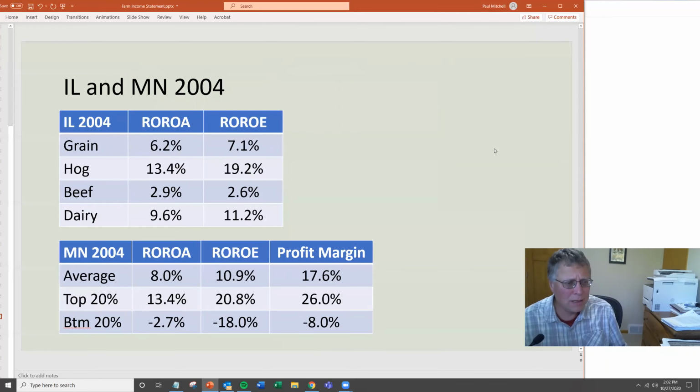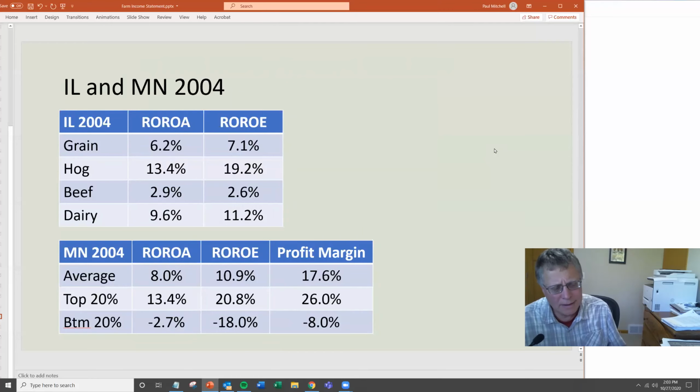So the same point again here. This is 1 year in Illinois by different types of operations. Hogs had a great year, great returns on assets and equity. Beef had a really tight year and rough. Minnesota, again, you can see this 04, same year. This is across all their farms, but you're going to be a lot of grain and hogs in Minnesota.